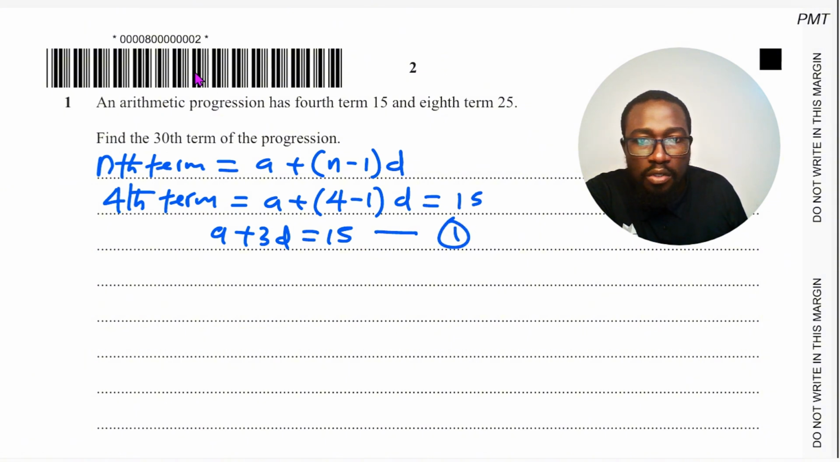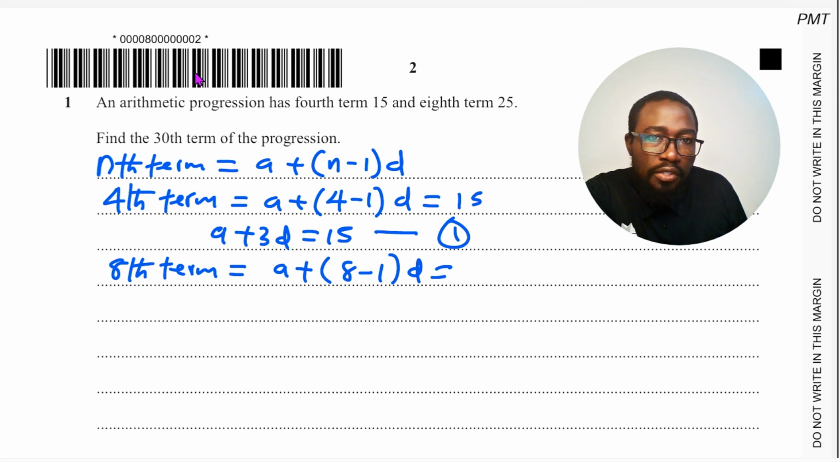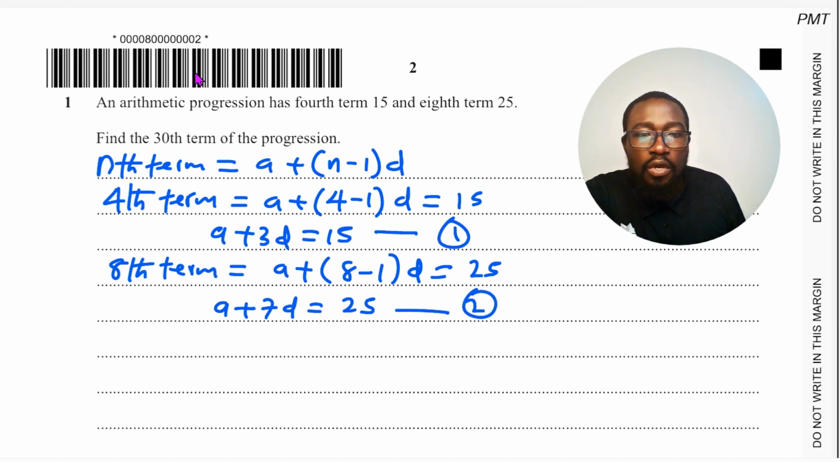Then from the second piece of information, that is the 8th term is 25, we're going to have the 8th term given by A plus (8 minus 1) times D, and that should give us 25. So from this, we can also have a second equation, that is A plus 7D is equal to 25, and we can name this equation 2. So we're going to solve these two equations simultaneously.